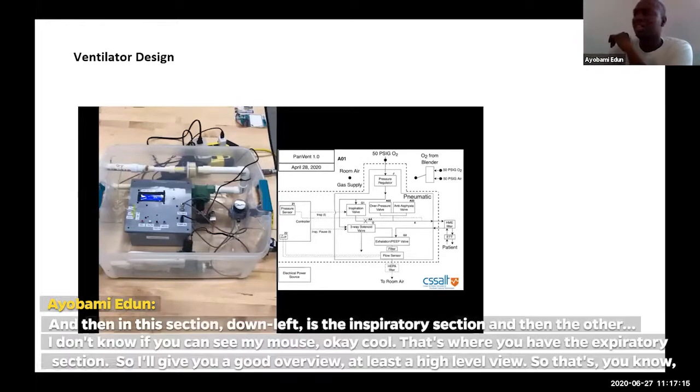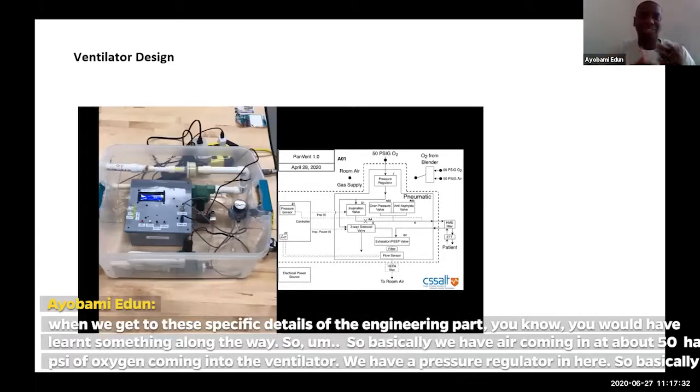So now this is just the box. This is the whole thing. And then in this section down left is the inspiratory section. I don't know if you could see my mouse, the cursor. Can we see the mouse? Okay, cool. That's where you have the inspiratory section. So I'll give you a brief overview, at least a high level view, so that when we get to the specific details of the engineering parts, you would have learned something along the way.